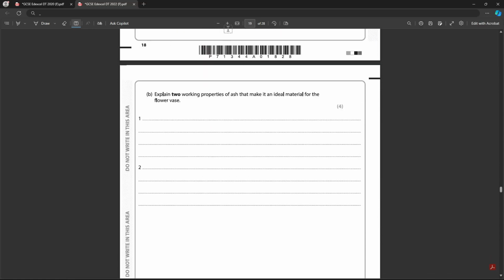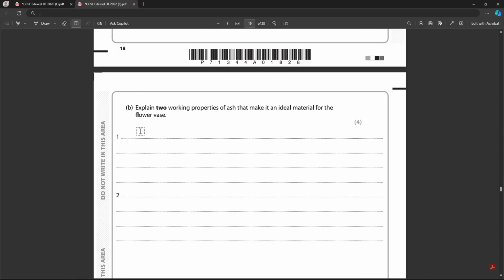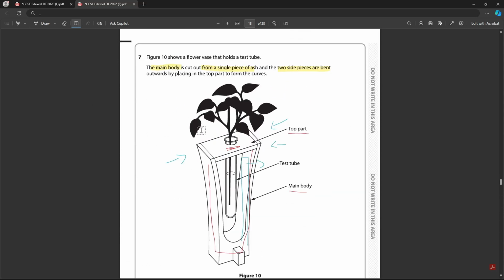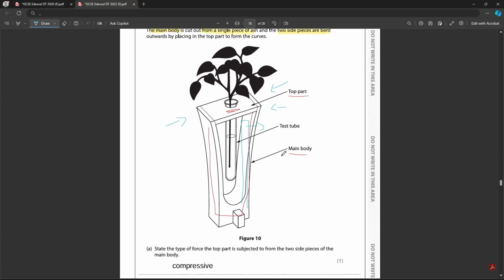Okay. Here we can do our same sort of skills from last question we did. Explain 2 working properties of ash that make it an ideal material for the flower vase. So ash, we know, is a hardwood. Let's have a think about the working properties of ash. So, first of all, all of this is made from ash, so it's been cut in some way, on the bandsaw or something. We can see here that it's been bent.